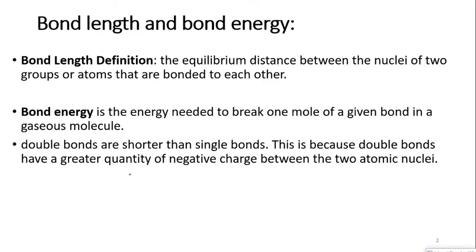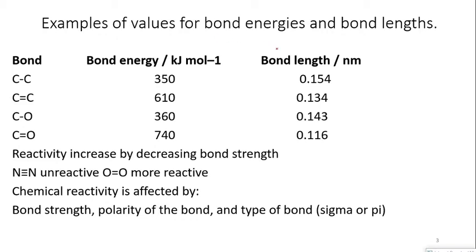So first, what is the bond length and what is the bond energy? If I looked at something like hydrogen gas, H2, I have two nuclei with one proton inside and one electron outside. My bond length would be the length between these two nuclei. The distance between these two nuclei will be my bond length, and the energy required to break this bond will be my bond energy.